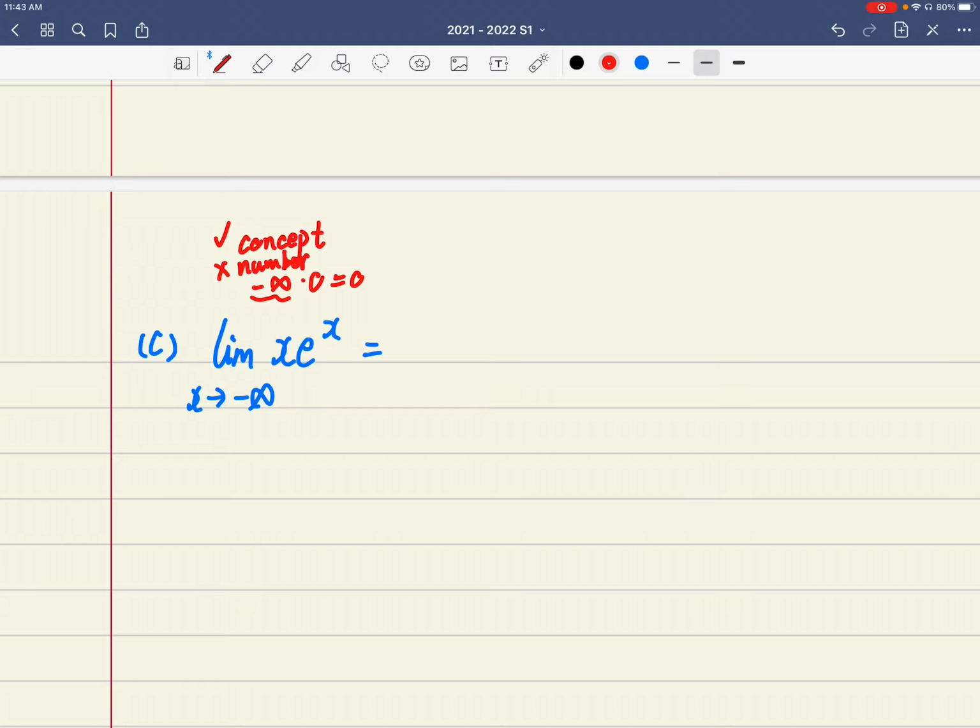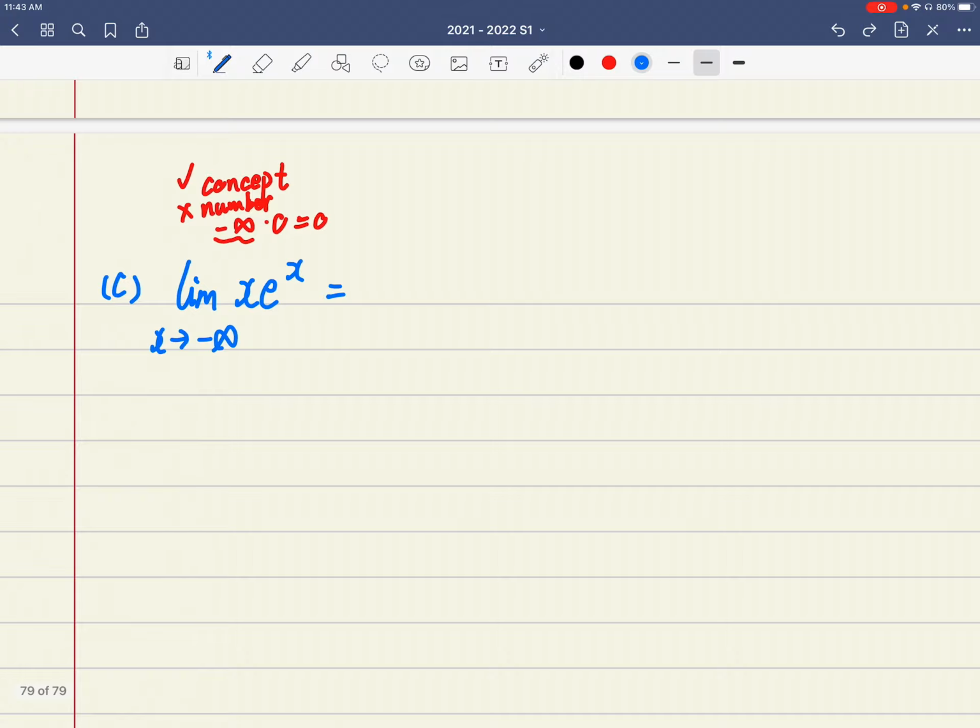Yes, 0 times any number is 0, that's true, but this infinity stuff is a concept, not a number. Don't treat it like a number. If you treat it like a number, you'll always make mistakes. So don't just write down 0 here. It's wrong. Instead, we can do this.